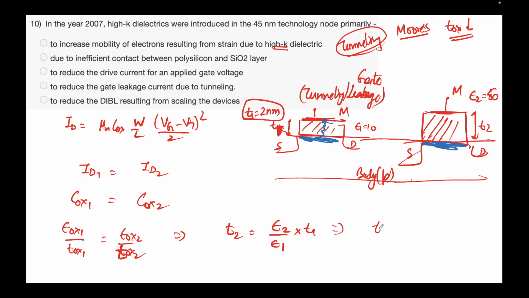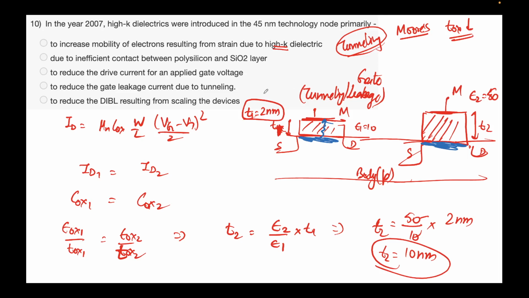Let's try to find T2 for these values. T2 will then turn out to be epsilon 2, which is 50, over epsilon 1, which is 10, times T1, which is 2 nanometers. This turns out to be 10 nanometers. T2 is 10 nanometers, 5 times higher than 2 nanometers. And the tunneling probability, the probability of an electron tunneling from here to here, depends exponentially on the thickness. I do not recall the expression for the tunneling probability, but it's an exponential dependence on the thickness.